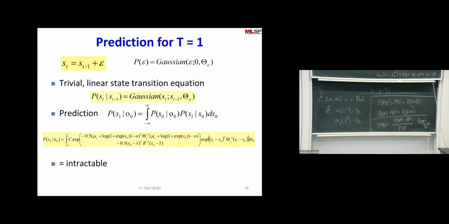And now for the state, let's assume I still have a linear equation, right? So the only nonlinearity I have is in the observation.